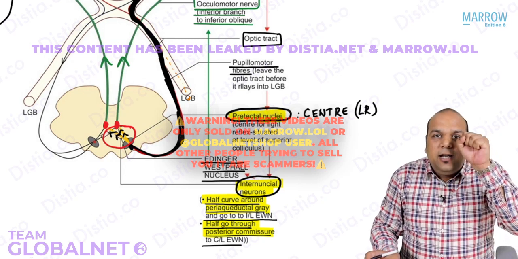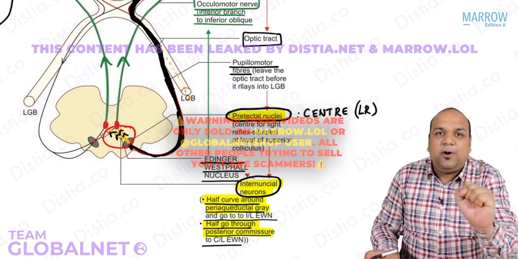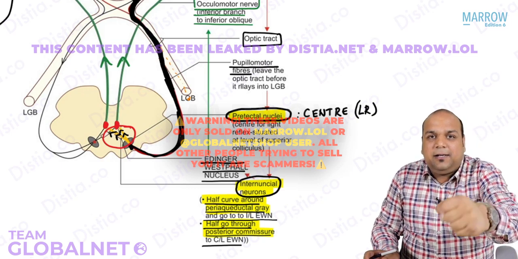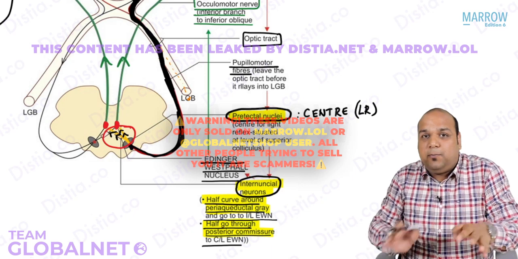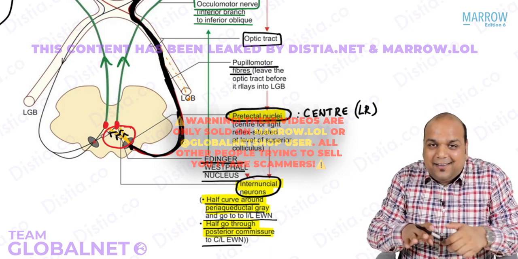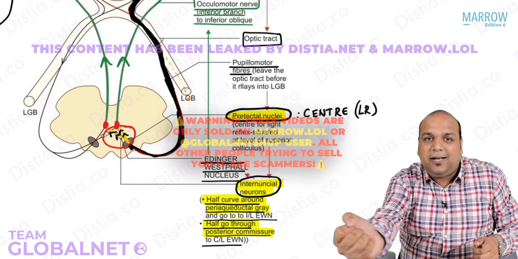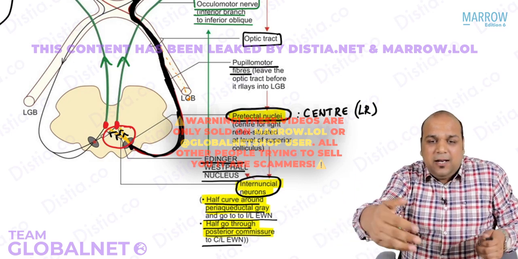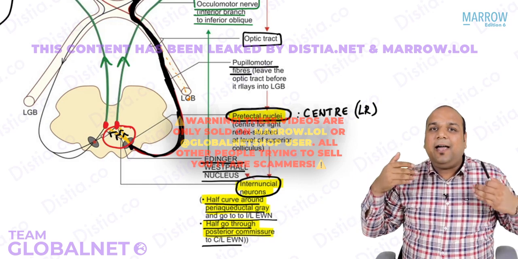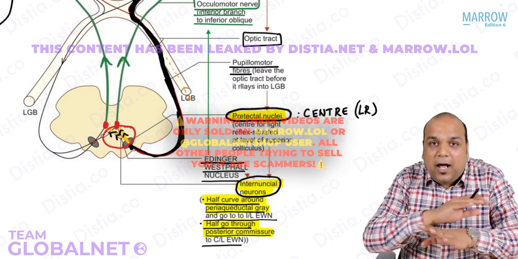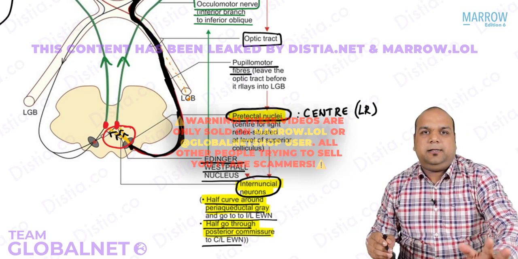I throw light on the left eye: optic nerve, optic chiasma, optic tract, left pretectal nucleus. The impulse does not go forward. Both pupils do not constrict. I throw light on the right eye: right optic nerve, optic chiasma, optic tract, right pretectal nucleus. Now the impulse does not come forward again. That means both pupils again do not constrict.